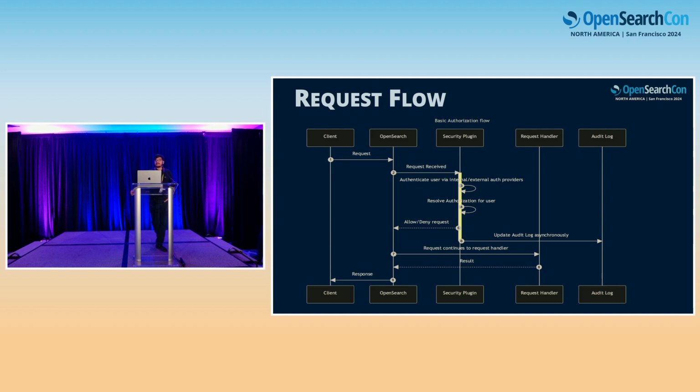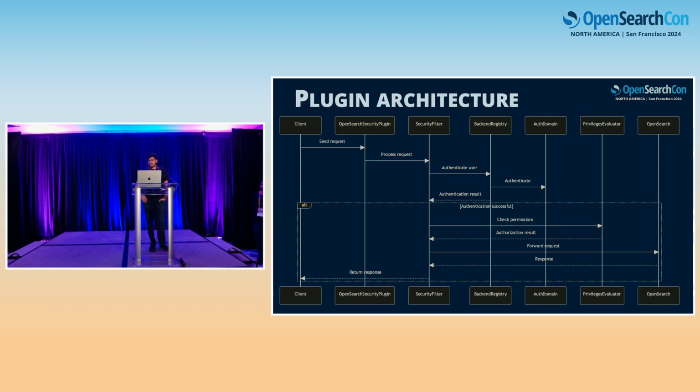So let's say you're executing a search action. The security plugin will ensure that the user is authenticated, authorized, and only after a successful authorization, the request is forwarded to the actual request handler, and the response is returned back to the user. And in all cases, again, if you have configured audit log, it will audit log the request. With this, let's dive a bit more deep into how the security plugin actually functions.